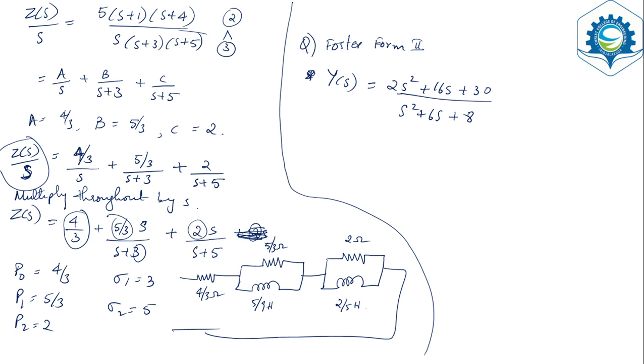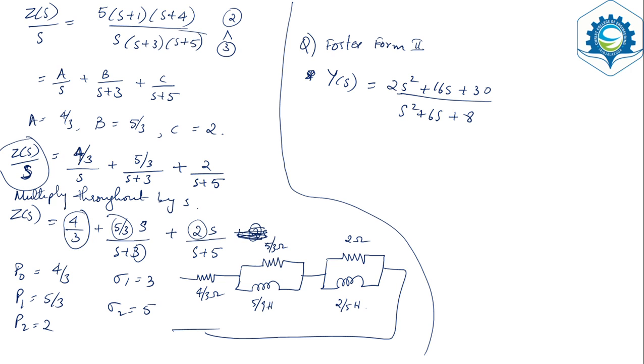In most cases, they will not tell you whether it is an RL network or an RC network. So what you have to do is find out the solution of the network and check whether the numerator value is nearer to 0. If it is nearer to 0, then it is an LC network, otherwise it will be an RC network. So you can find out the answer using all the formulas that have already been given.